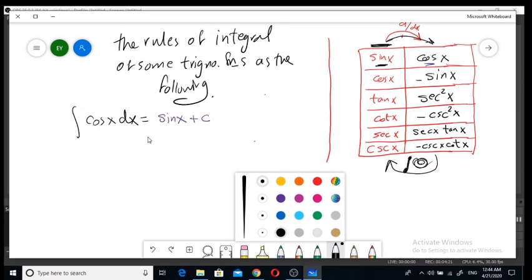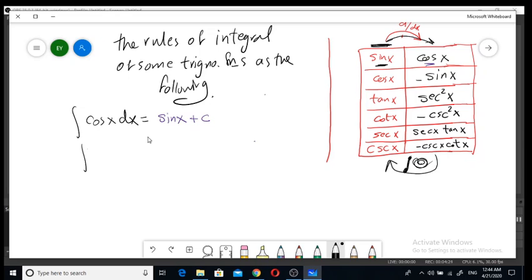And if we need to find the anti-differentiation of sine x, the derivative of cosine x is going to be negative sine x. So the anti-differentiation or the integration of sine x will give us negative cosine x plus c.